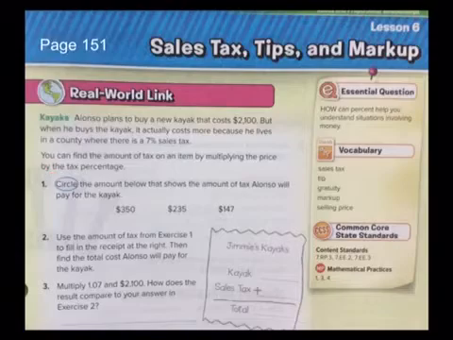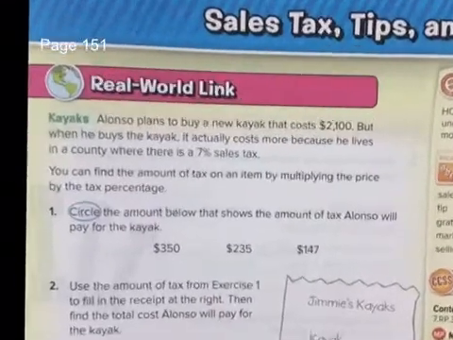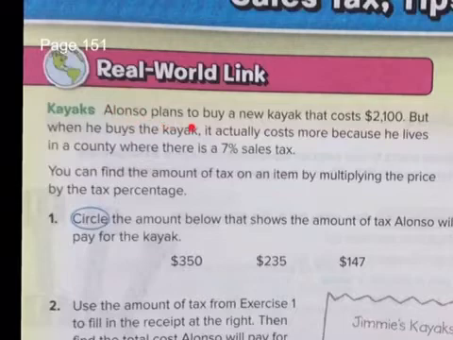Let's look at a real world link. All right, let me zoom in. Alonso plans to buy a new kayak that costs $2,100. But when he buys the kayak, it actually costs more because he lives in a country where there is a 7% sales tax. So we have to find what 7% of 2,100 is so that we know how much more he paid, right? We add the 7% of this to this amount. You can find the amount of tax on an item by multiplying the price by the tax percentage. So circle the amount below that shows the amount of tax Alonso will pay for the kayak.